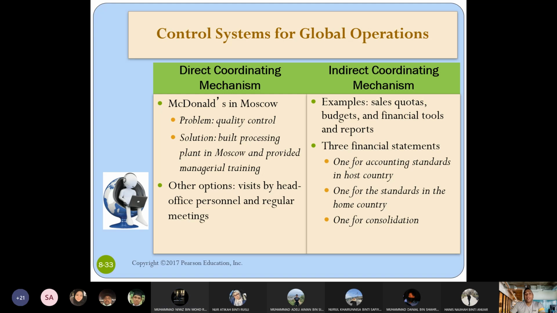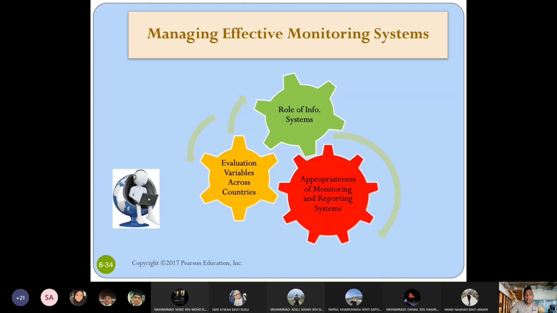All right, so we move to the next slide, managing an effective monitoring system. How do we want to manage an effective monitoring system? Of course, in terms of the role of the information system. This is the first one. We must know what the roles of the information system are. After they know the role of the information system, we must have the appropriateness of the monitoring and reporting system. And after that, we must do the evaluation. They evaluate variables across countries. Maybe for each country they have different problems, they are facing different problems and cases and so on. That's why they must have the evaluation variables across countries. So from here, you may manage the effective monitoring system.